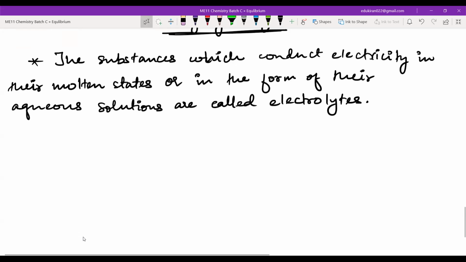Then you can write now what are non-electrolytes. Substances which do not conduct electricity in their molten states or in the form of their aqueous solution are called non-electrolytes. So I think you can also do something.